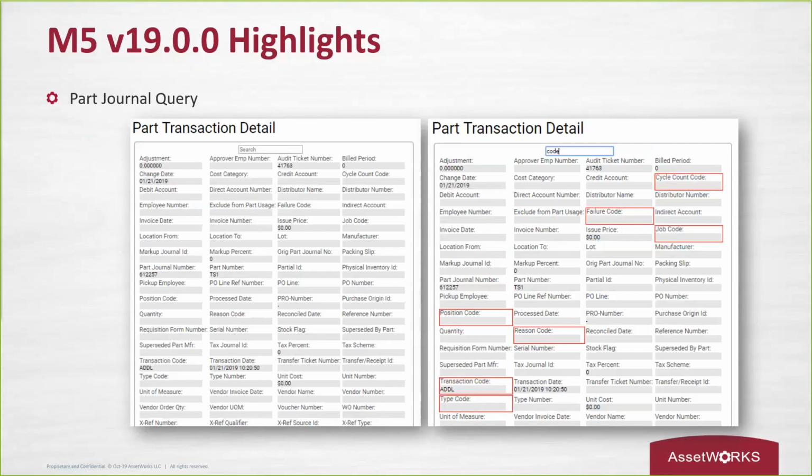For Part Journal Query, when you drill down into the part transaction detail, as you know, we have tons of fields. We actually added a search feature. It works like our filter finder. So on the right, on the top, as you can see, when I enter in the word code, it will then find all the fields that have that word in it and highlight it in that red box for you, so you can easily identify your data.